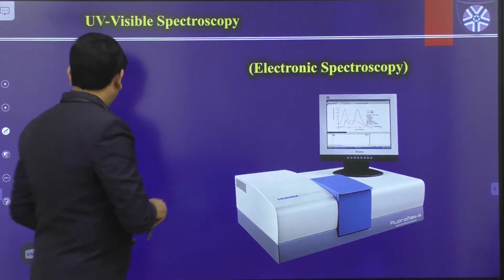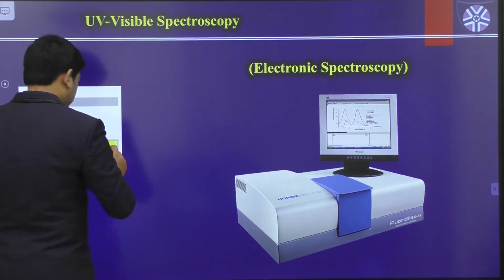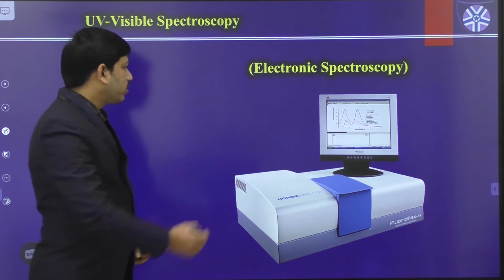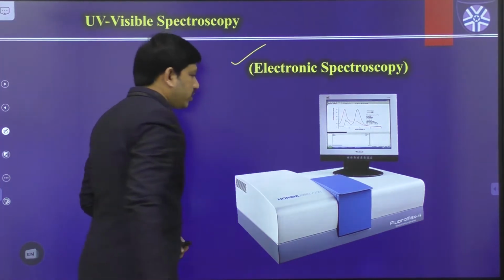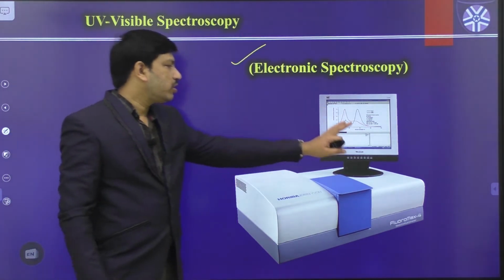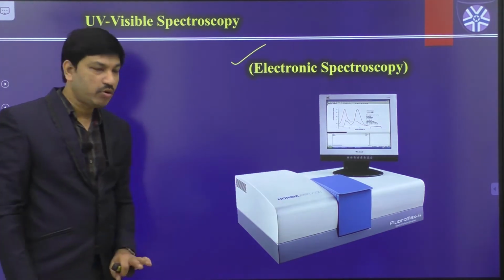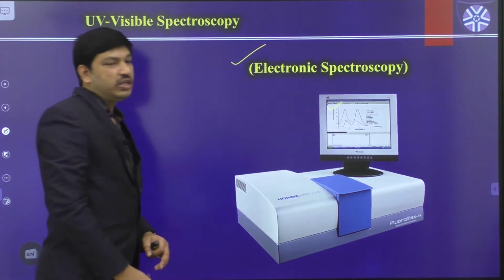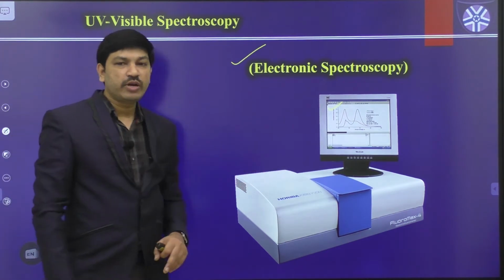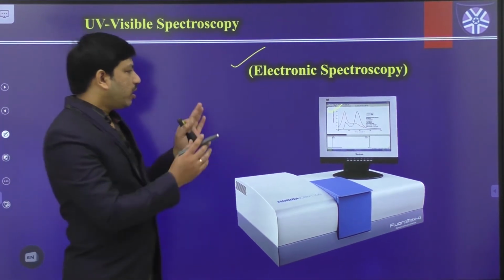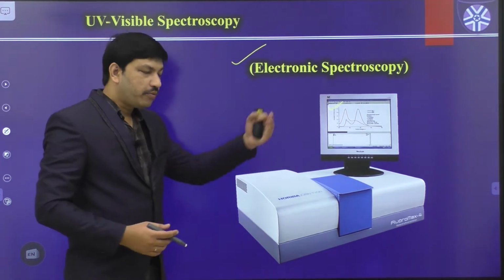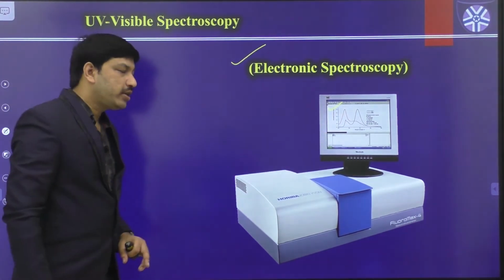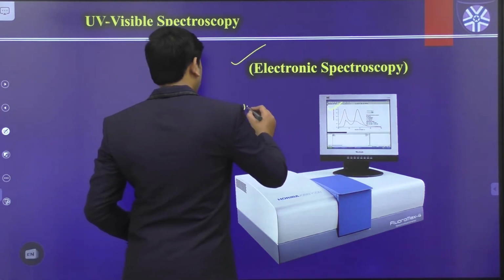Today I am going to discuss UV visible spectroscopy, also known as electronic spectroscopy. The instrumentation looks something like this. This is just one example, and finally you will get the absorption spectrum in this manner. From this absorption spectrum we can understand what type of functional groups are available. Particularly, this spectroscopy is useful to understand the unsaturation available in the given compound.